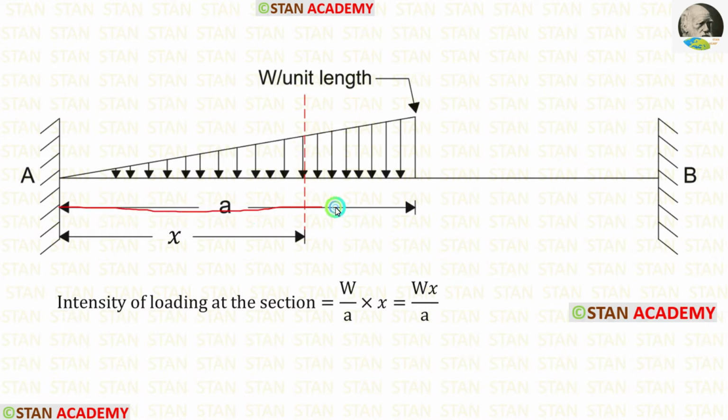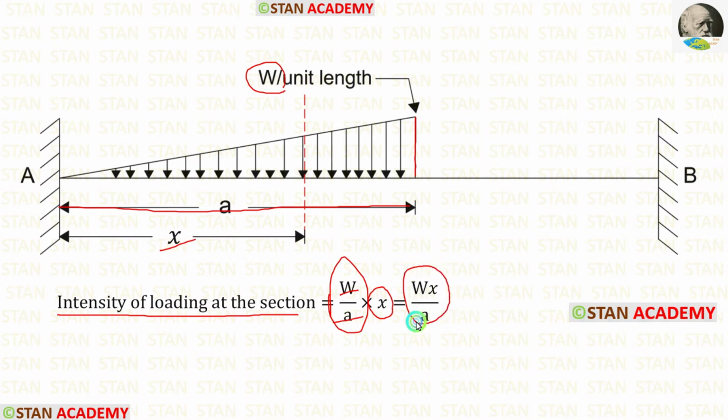For the distance of A, the height is W. So for A, it is W, but I want the height at the distance of x. So we have to multiply with the x. When we do that, we are getting the intensity of loading at the section, which is equal to Wx upon A.